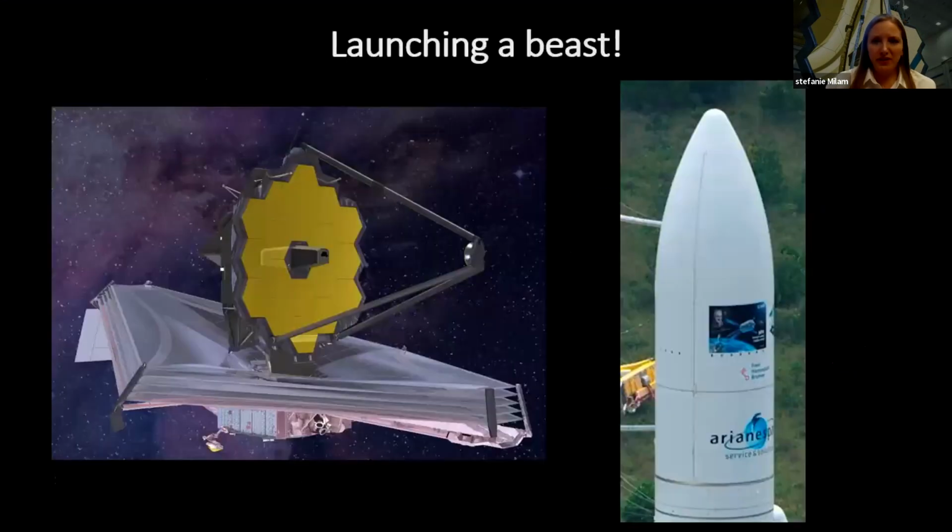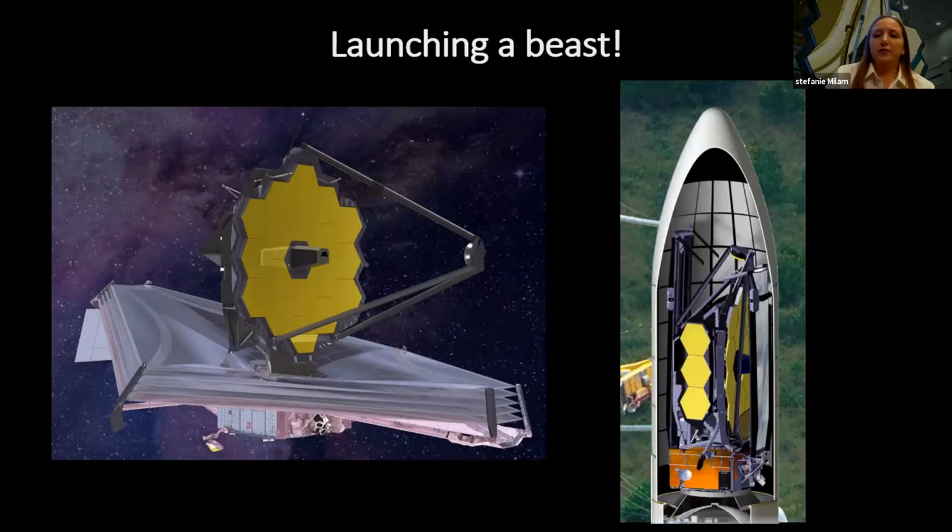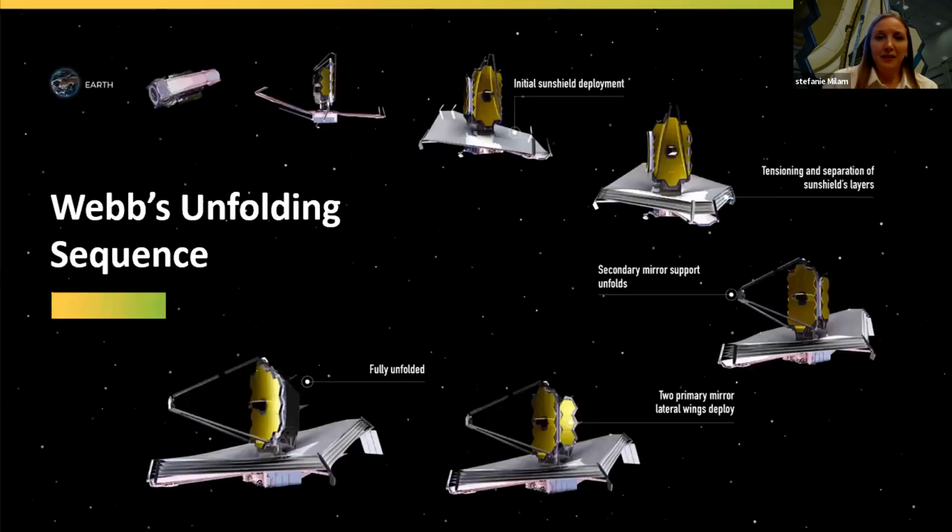We have to fold this massive beast up. Unfortunately, we don't have a rocket big enough to put a 6.5 meter diameter telescope into. So we fold it up like origami so that it fits in the fairing of an Ariane 5 rocket. And this is what it looks like when it's stuffed inside of there. Which also means we launch in a folded up configuration.